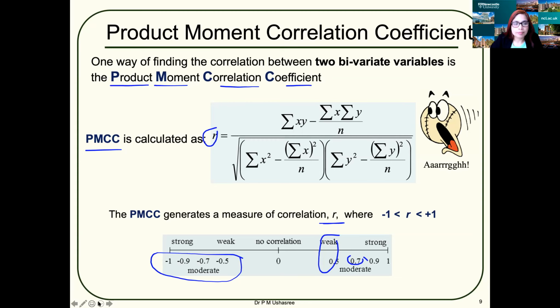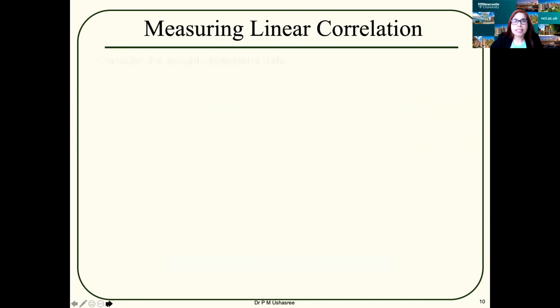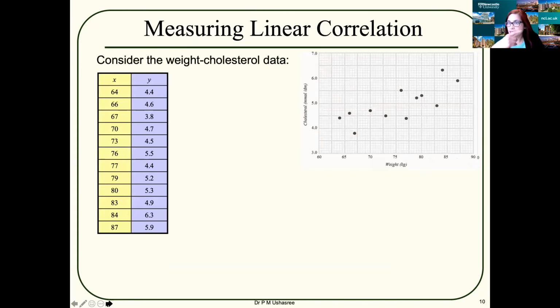Okay, so let's take an example, the same example of weight and cholesterol level. I have weight along the x-axis because weight is the independent variable, and along the y-axis, I have cholesterol level. I have the data here.